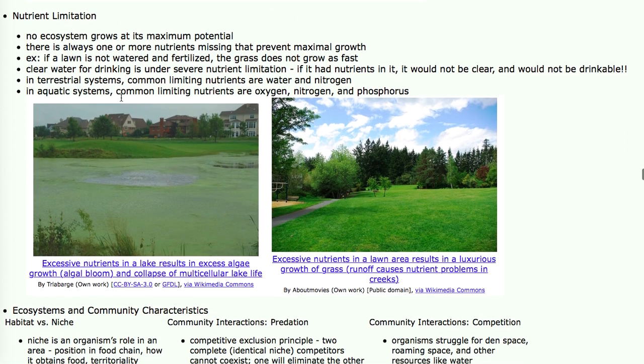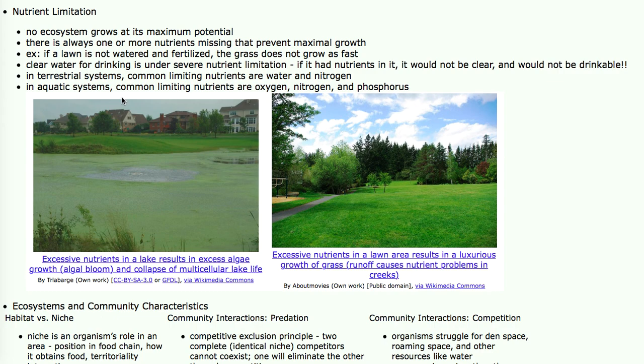Now, unlike terrestrial systems where excessive nutrients cause excessive luxurious growth, but not necessarily death to any life forms in the ecosystem, in aquatic systems, if there's excess nutrients, you can often get a collapse and all the animal life in the system dies. So this is a golf course lake. You can notice the entire lake is green.